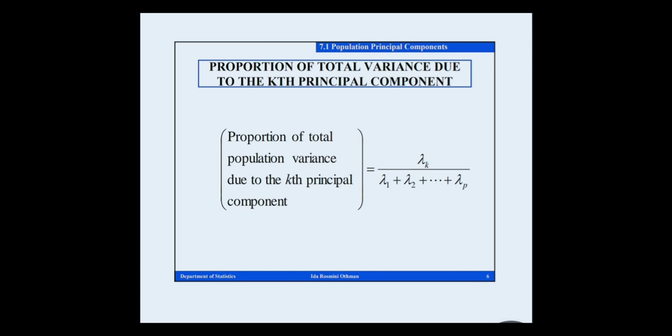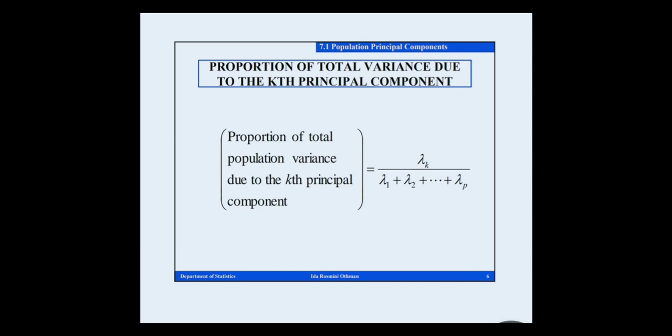Okay, boleh tengok dekat page 433, equation 87. Okay, this is the formula to find the proportion of the total population variance due to the kth principal component. Okay, we are using the value of eigen value. Let's say kita nak tahu how many percent first principal component give contribution. So kita buat kat sini lambda 1 divide dengan summation of lambda. If you want to know how many proportion of the total variation due to the second principal component, so here will be lambda 2 divide dengan summation of lambda.